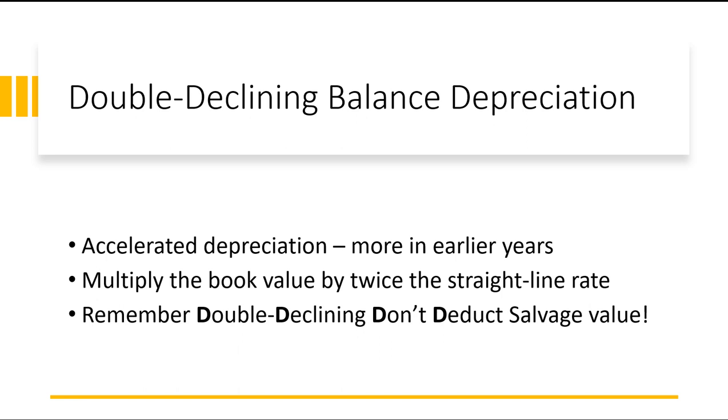It records more depreciation in the beginning years of the asset's life and less in the later years, the theory being that the asset is more productive at the beginning of its life. The way you calculate it is you multiply the book value of the asset at the beginning of the year times twice the straight line rate. Again, remember there are some depreciation videos. There's one that's called 3 depreciation methods. That's the one that shows you how to do double declining balance.